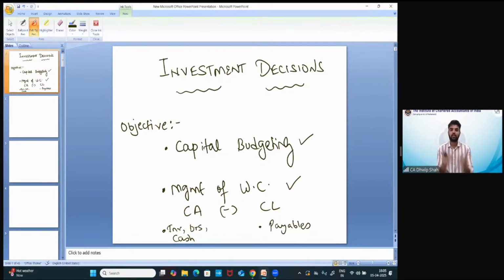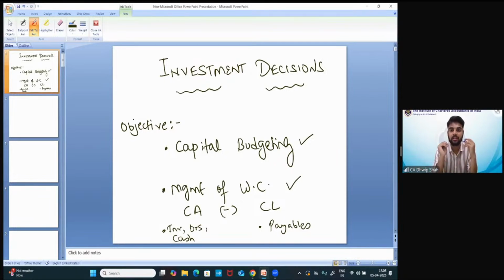Are you getting this? So investment decision gives answer to two questions. Where to invest: under which project, under which business line, under which product the company shall make an investment. And how much to invest. How much amount should be invested? This is the answer that investment decision gives.